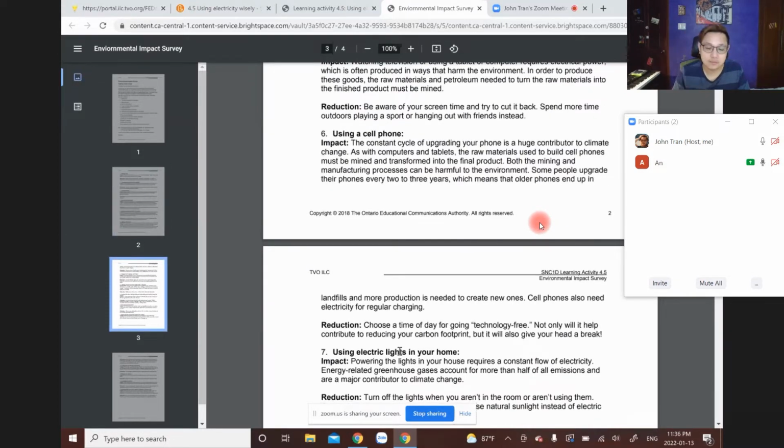Reductions, use a time of day for going technology free. Not only will it help contribute to reducing your carbon footprint, but it will also give your head a break.